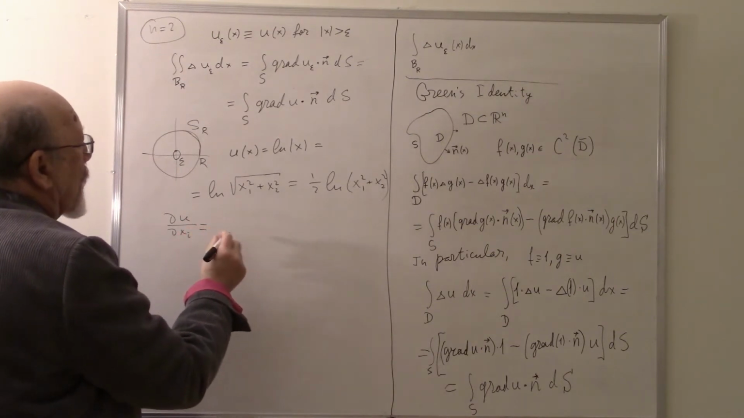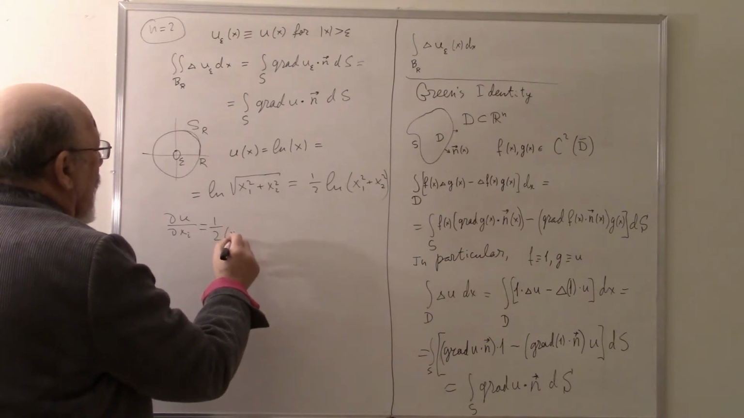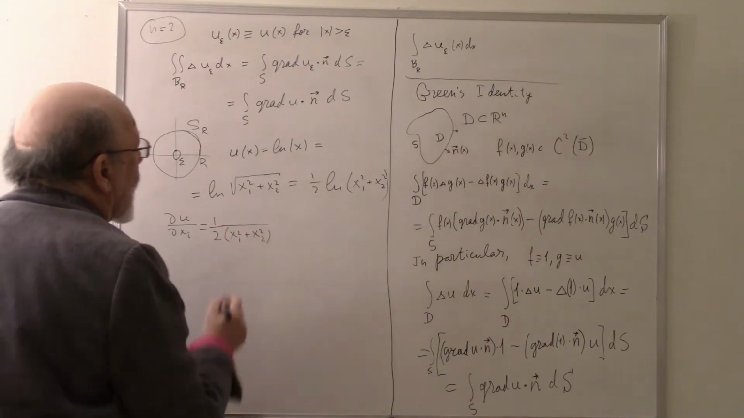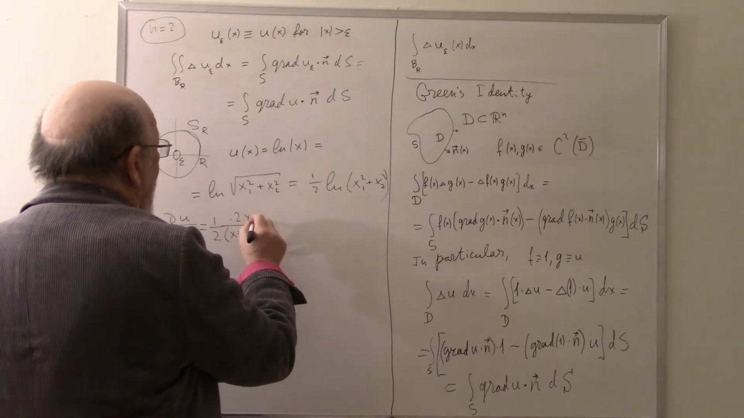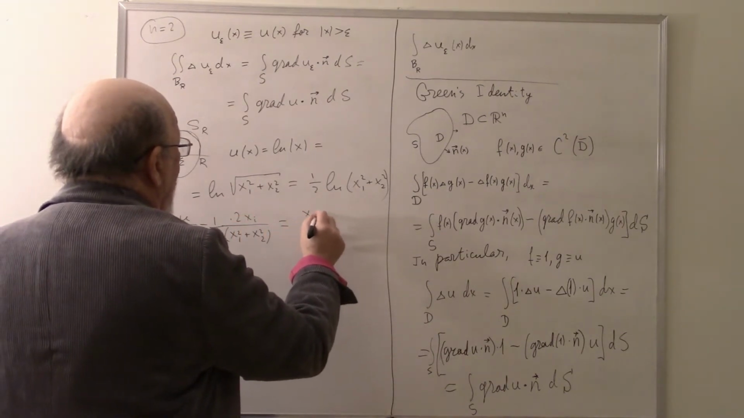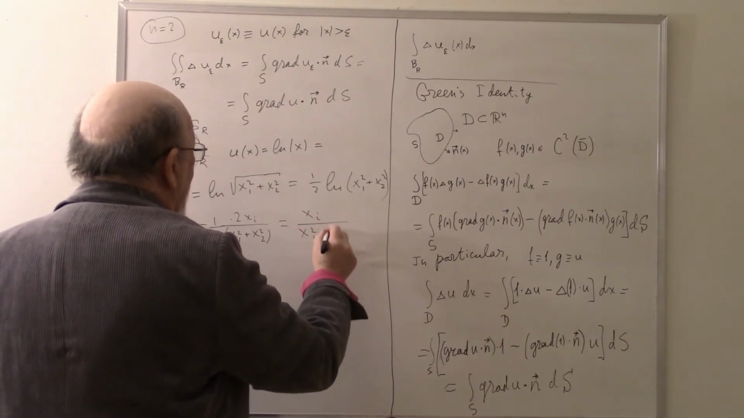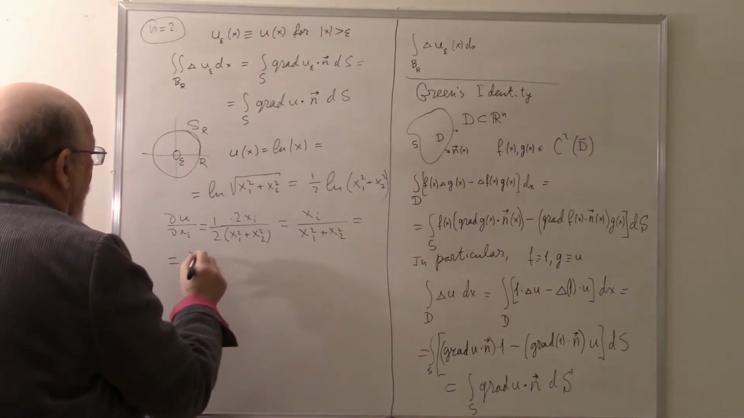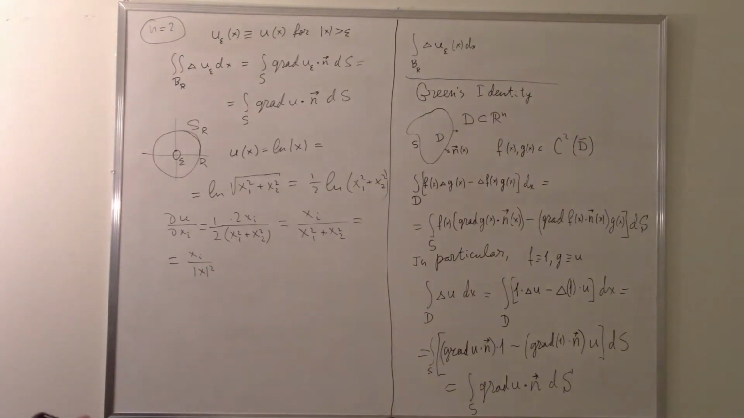∂u/∂xi equals 1/2 times (x1² + x2²)⁻¹ times 2xi, which equals xi divided by (x1² + x2²), which equals xi divided by |x|². So |x|² is the square of the distance from the origin.